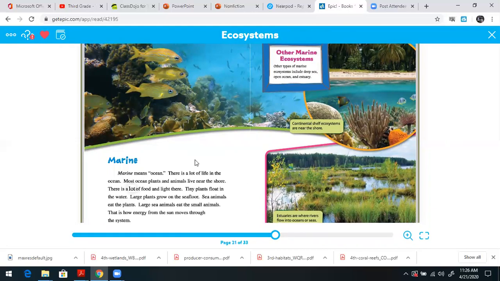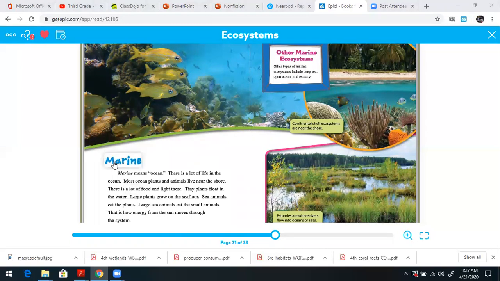Marine. This might be one of your favorite ones. Marine means ocean. There's a lot of life in the ocean. Most ocean plants and animals live near the shore. There's a lot of food and light there. Tiny plants float in the water. Large plants grow on the seafloor. Sea animals eat the plants. Large sea animals eat the small animals. That is how energy from the sun moves through the system. So this is another ecosystem.